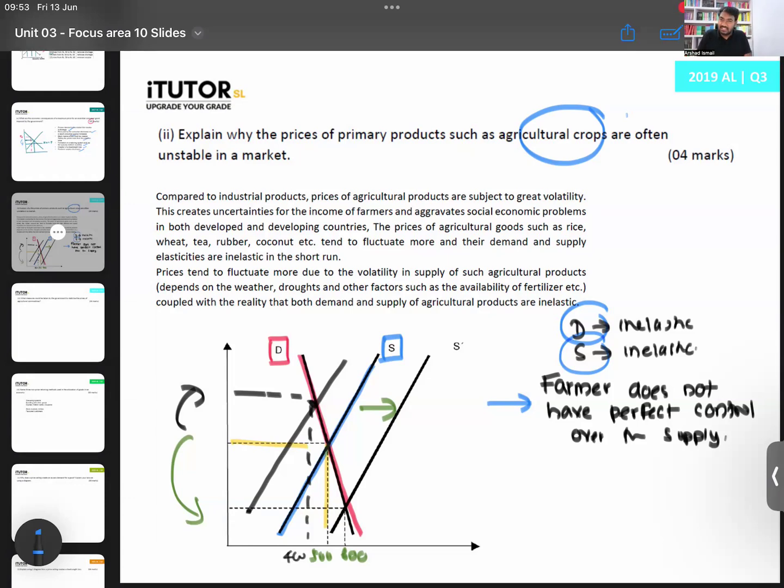Then the next thing that they can ask you is, Lamai, if the prices of these agricultural goods are unstable, okay, if they ask for 6 marks, you'll have to draw a diagram and all and explain, Lamai, if it's a big 6 mark question. There are some questions I'll show.